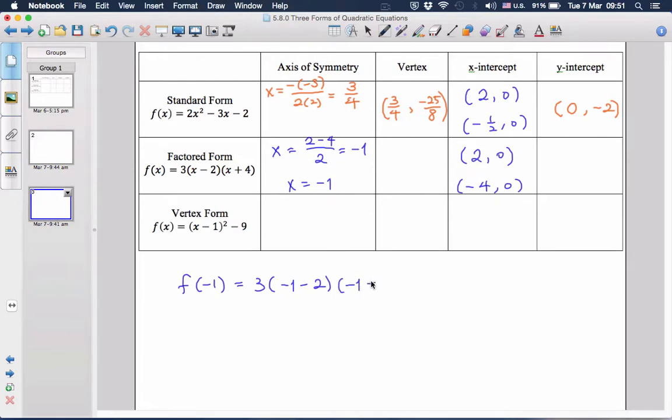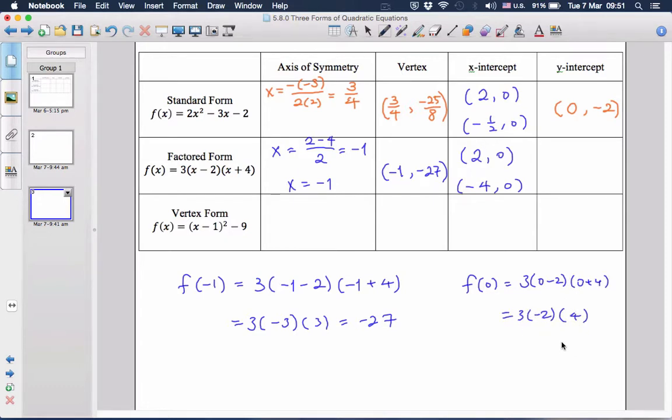Now we substitute that in and solve for the y value of the vertex. It would be -27, so the vertex is at -1, -27. And the y-intercept? The y-intercept happens when the x value is 0. So we are substituting 0 for x. So f of 0 is 3 times 0 minus 2, and 0 plus 4. That's 3 times -2 times 4, and -24. Okay, so 0, -24 is the y-intercept. Again, coordinates for intercepts and vertex, an equation for axis of symmetry.